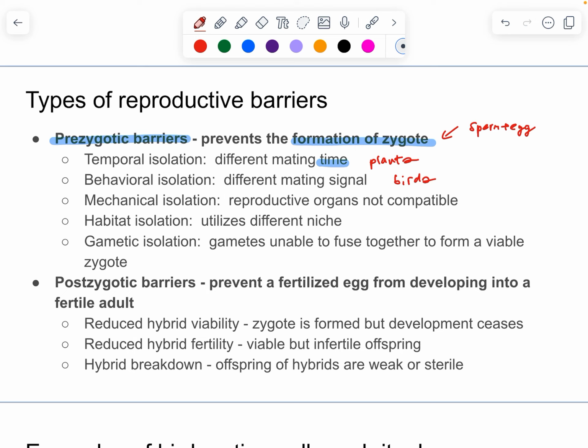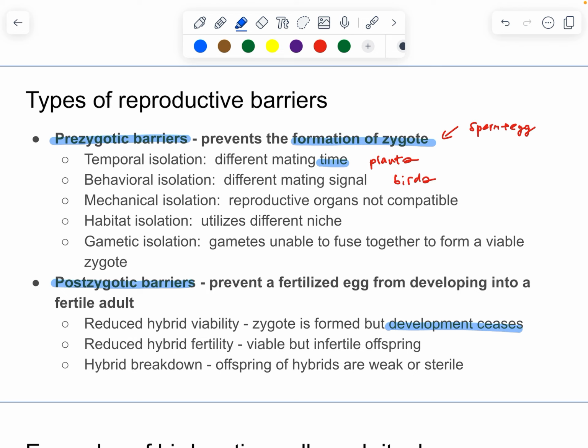So now let's talk about the second main type. It's called post-zygotic barriers. Post-zygotic barriers mean that you can make a zygote, but that zygote fails to develop into a fertile adult. So there are three main subtypes. Reduced hybrid viability is when a zygote is formed, but that zygote fails to develop further, which means that individual cannot be born.